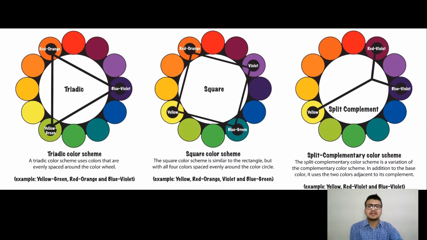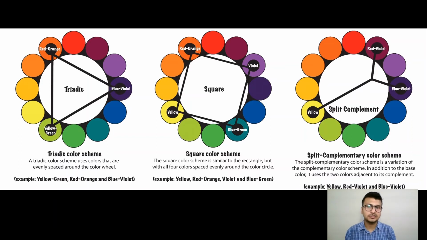Coming to the fourth one, that is the triadic color scheme. Triadic color scheme means we have formed a triangle inside the circle of the color wheel. We have taken an example of red-orange, blue-violet, and yellow-green. These are the three colors that we have used in this circle, so that a triangle is formed. So it is named the triadic color scheme.